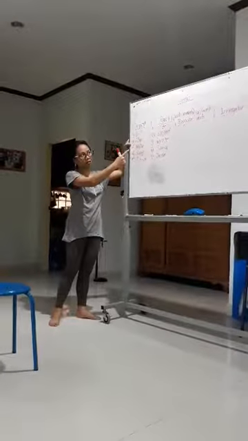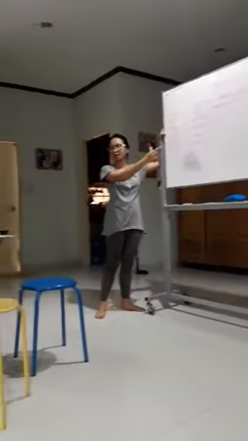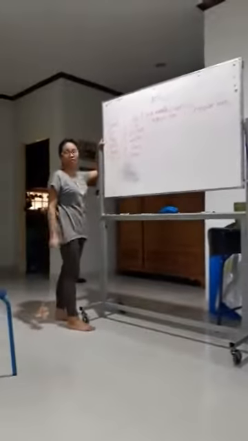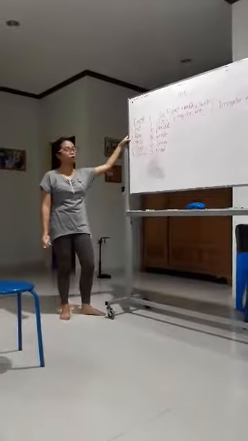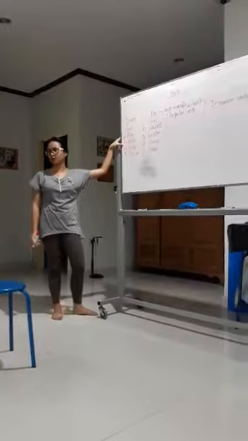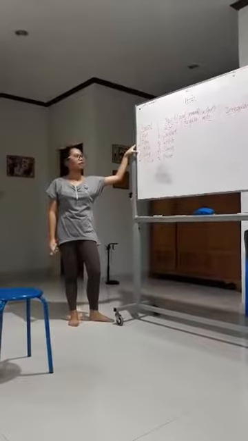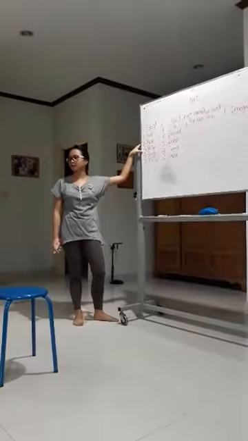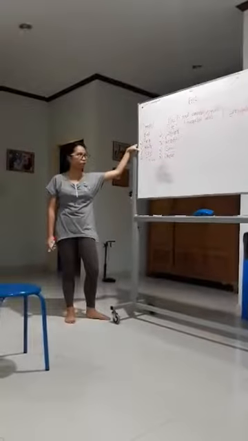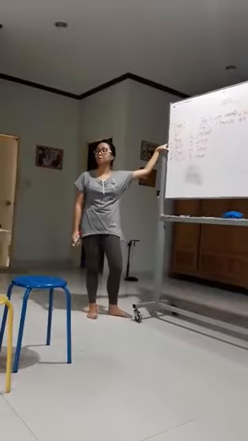What form of the verb is it? Regular or irregular? Regular. Why? Okay. We add ED at the end so that we can form it into past simple. How about number 3? Regular or irregular? Irregular. Why? Because there's no ED and we change what? We change the word or the spelling.